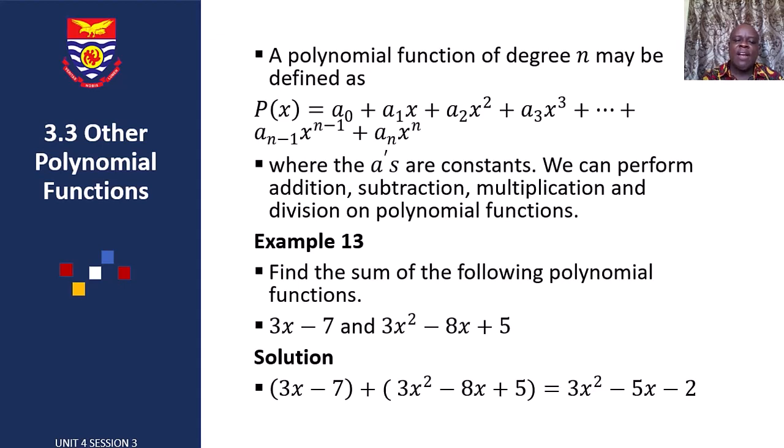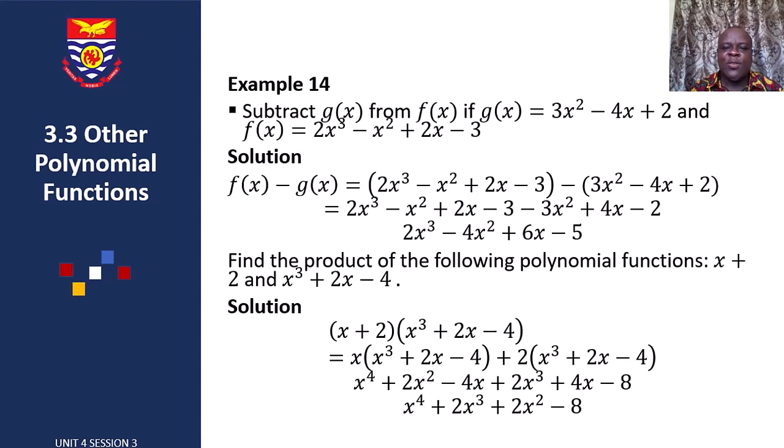Then we have 3x and we have minus 8x. When we put the two together, we have minus 5x. Then we have negative 7 and 5. When we put the two together, we have negative 2. So the answer becomes 3x squared minus 5x minus 2. Let's look at another example, this time involving subtraction.